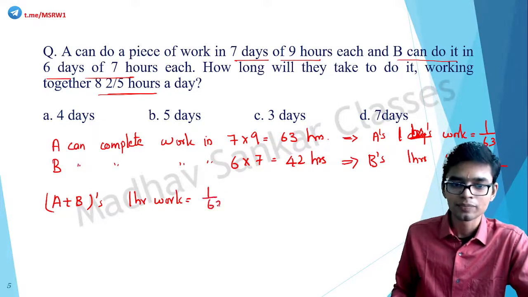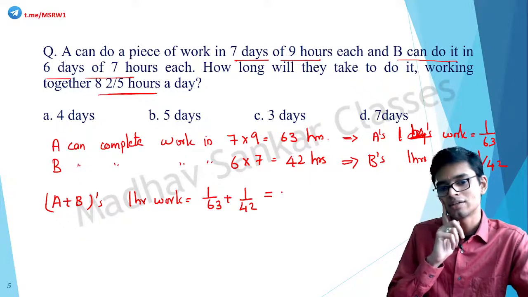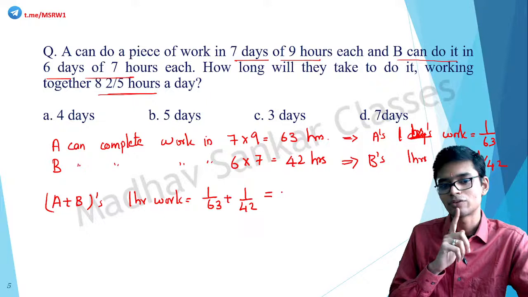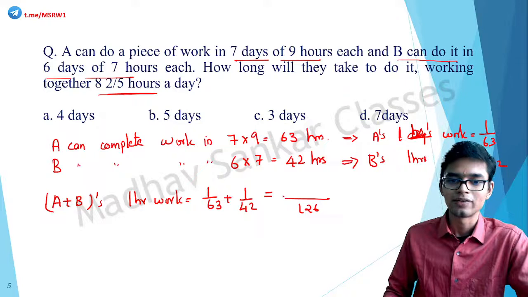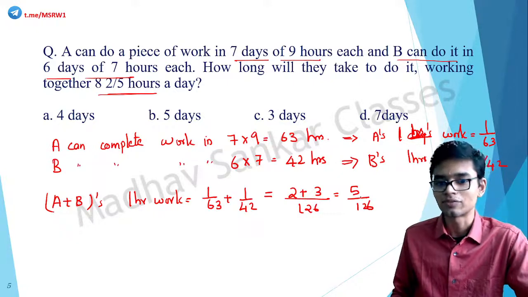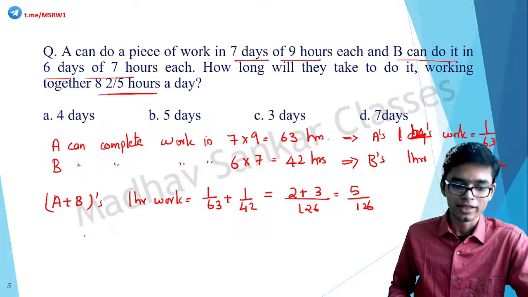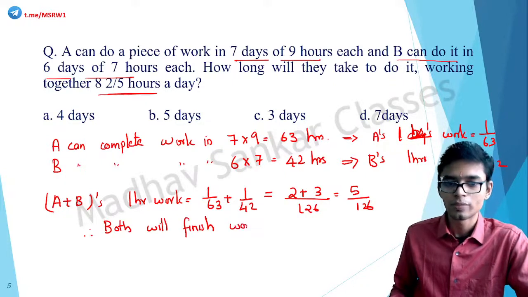1 by 63 plus 1 by 42 is equal to how much? 63 and 42, what is the LCM? HCF is 21. So 21, 42, 84, 63, 84, 126. Correct? 126. Both go in 126. So 126 divided by 63 is 2 plus 3 is equal to 5 by 126. So A plus B's 1 hour's work is 5 by 126. Correct? Therefore, both will together finish the work in 126 by 5 hours.